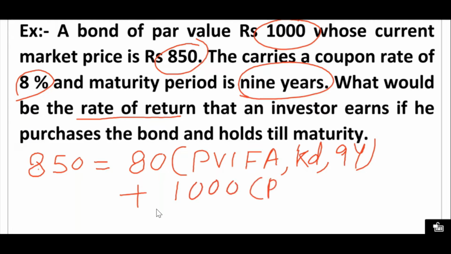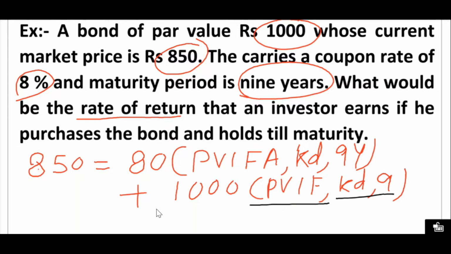So present value interest factor. What is the rate of interest? KD, and it is 9 years. So this is the formula. But sometimes in your question they will give you the present value interest factor of annuity for 9 years. So directly you have to multiply. Okay, don't worry. Present value interest factor means PVIF. PVIF will be given in the question for 9 years. KD means rate of interest. They will give 12%, 11%, whatever it is.